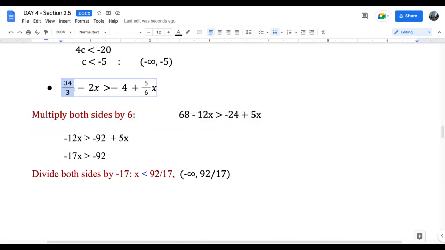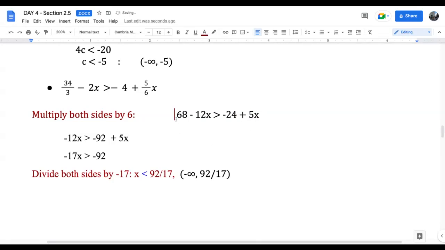So 34 multiplied by 6, then divided by 3. 6 divided by 3 is 2, and 2 times 34 is 68. Then negative 2 times 6 is negative 12x. Negative 4 times 6 is negative 24. 5 over 6x times 6 is just 5x. We use this method to get rid of the denominators. Then we move things around. We move 5x to the other side and it becomes negative 5x, so negative 12 minus 5 is negative 17.